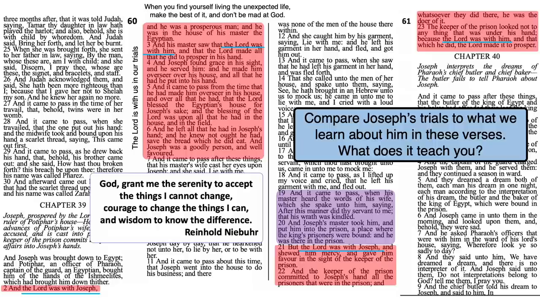And then really quickly, just for a second, principle 3. As a prisoner, when he sees the butler and the baker looking puzzled and dejected over their dreams, what does Joseph do? Verses 6 and 7. And Joseph came in unto them in the morning and looked upon them, and behold, they were sad. And he asked Pharaoh's officers that were with him in the ward of his lord's house, saying, wherefore look ye so sadly today? I love that.